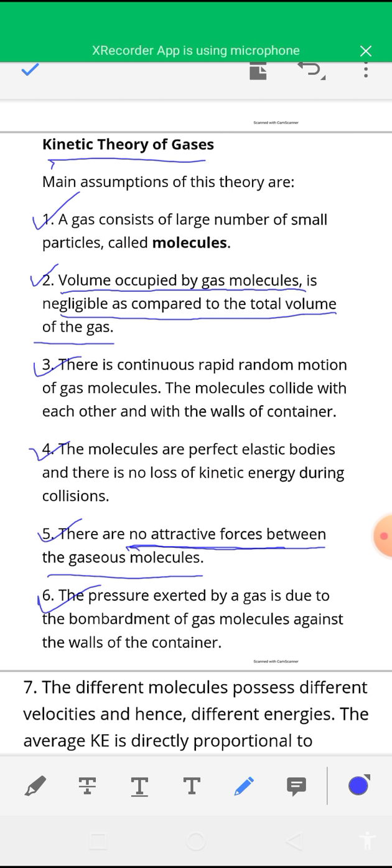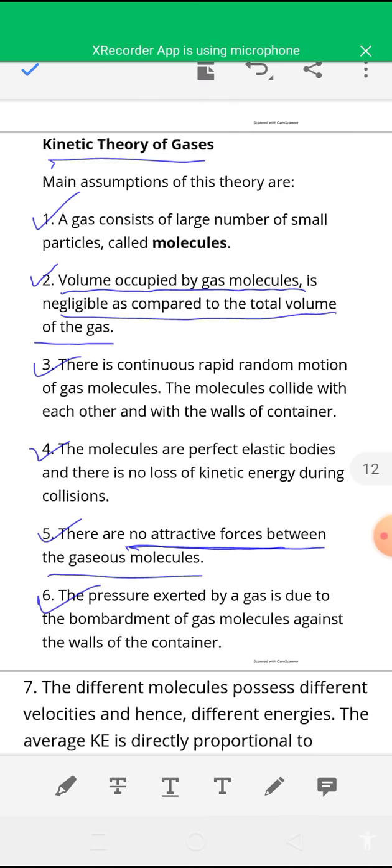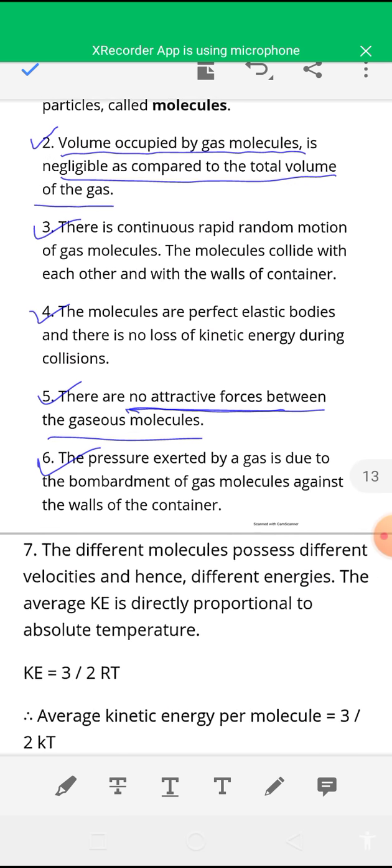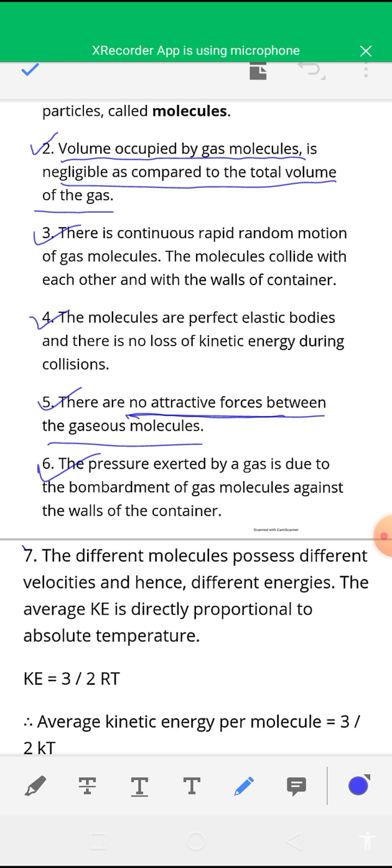The pressure exerted by a gas is due to the bombardment of gas molecules against the wall of the container. And the last point is the kinetic energy. The different molecules possess different velocities and different energies, and the average kinetic energy of the gas molecules is proportional to absolute temperature. That is, kinetic energy of the gas molecule is proportional to absolute temperature T.